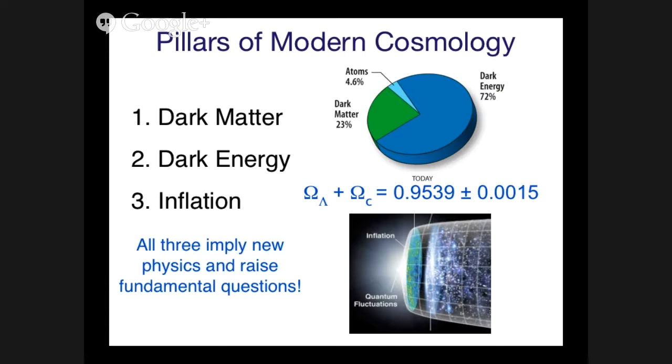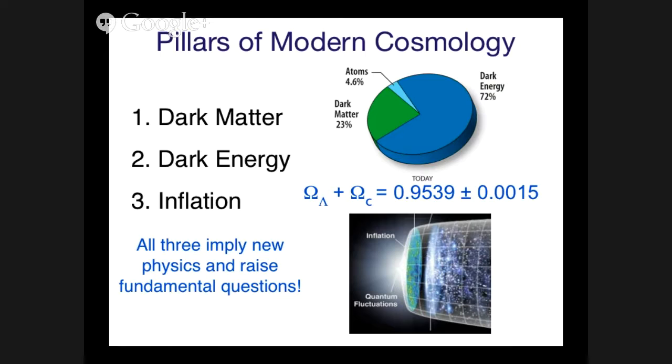So 95% of the universe's energy density is composed in the dark sector of dark matter and dark energy. And of course, their very name encapsulates how little we understand about what these objects actually are. In addition, we typically invoke a period of superluminal expansion early on, inflation, to address, for instance, the horizon problem. However, we don't know what causes this rapid expansion in the early universe. So all three of these are pointing to physics beyond the standard model that we could understand by studying cosmology.